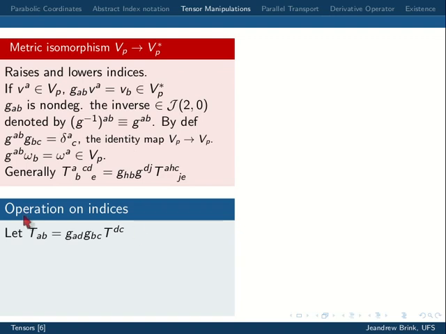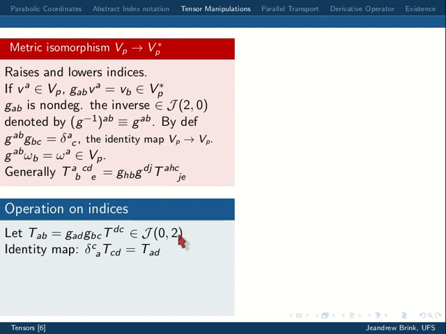Okay, so this is just another example. Suppose we have a tensor T_AB and we want to find its relationship to the tensor T_DC, then we can simply hit it with G^AD, which will lower the first index, and G^BC, which will lower the second index. And so that's another example, and that's basically an element of a 0-2 tensor.